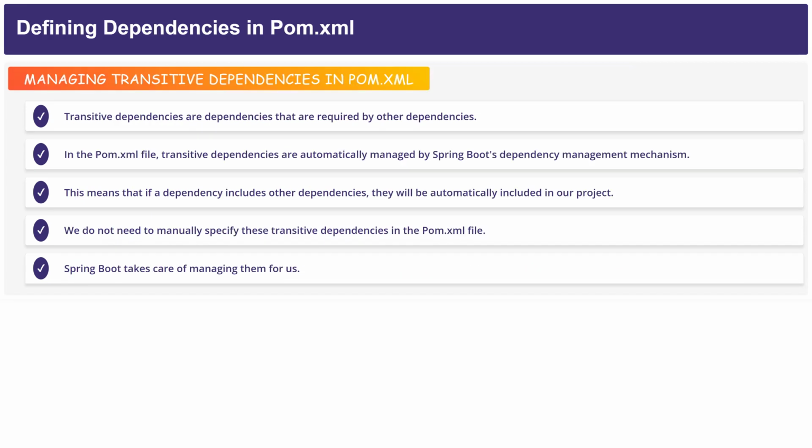In the Pom.xml file, we can have dependencies that are required by other dependencies. These are known as transitive dependencies. Luckily, Spring Boot's dependency management mechanism automatically manages these transitive dependencies for us. This means that if a dependency includes other dependencies, Spring Boot will automatically include them in our project, without us having to manually specify each one in the Pom.xml file. This makes managing transitive dependencies easier and less prone to errors.